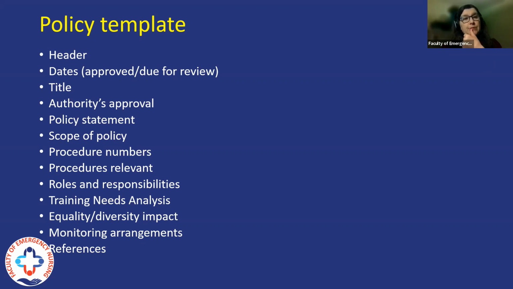You'll have to have some sort of dates. That will be the date it was approved. It will also be the date it's due for review. And each organisation will have a time span for policy. Many of them are 2 years, some are 3, some are 5. It depends entirely on what the policy is about.